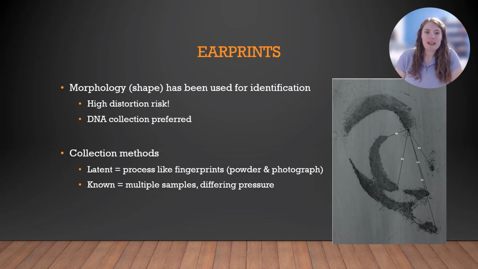Instead, trace DNA that's left in the ear print from shed skin cells is of much higher evidentiary value to investigators. In terms of collection methods, latent ear prints are collected in the exact same manner that latent fingerprints are. Physical powders are used to visualize the print, and then the whole print is photographed with examination quality images. If a known ear print is collected for comparison, the investigator should obtain multiple samples at different pressures in order to help aid the comparison.